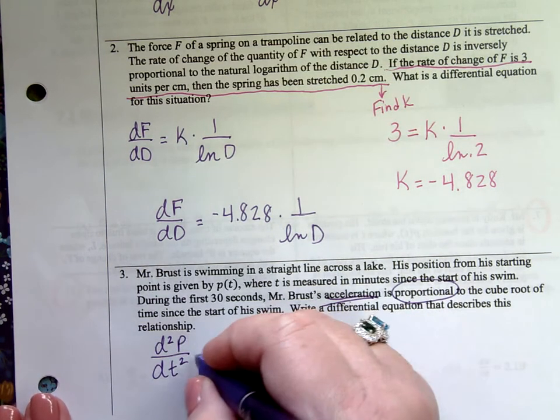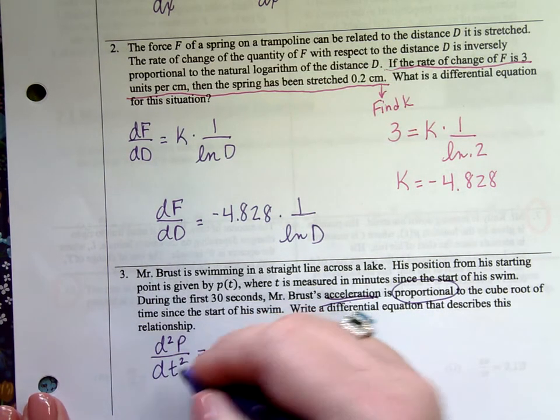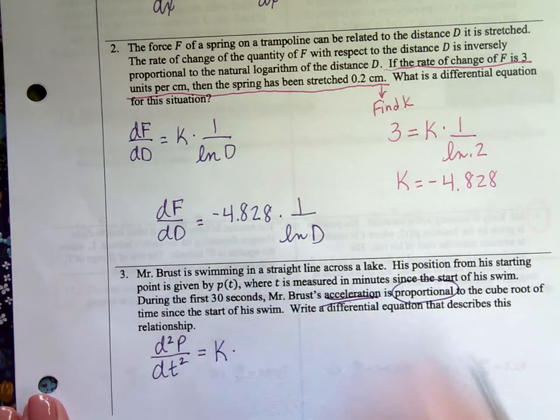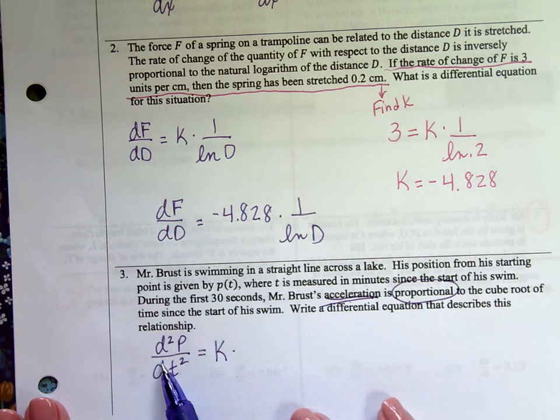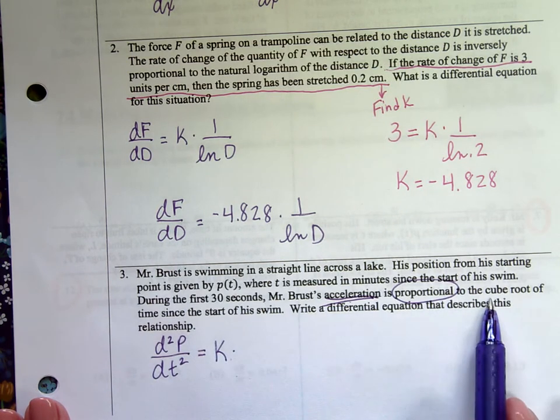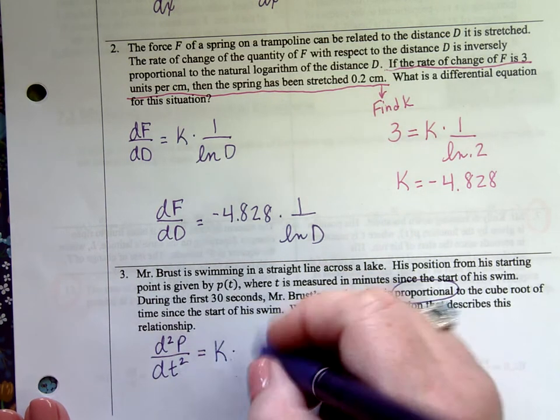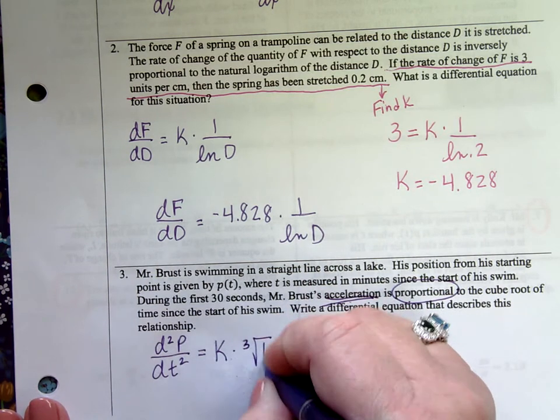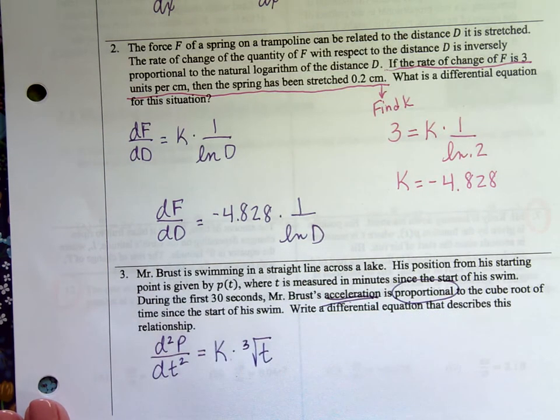Now that is proportional. My acceleration is proportional, K times, and then it tells you the rest of this. Acceleration, proportional, cube root of time. Well, what would that look like? The cube root of time. Write a differential equation that describes this relationship, and you're done.